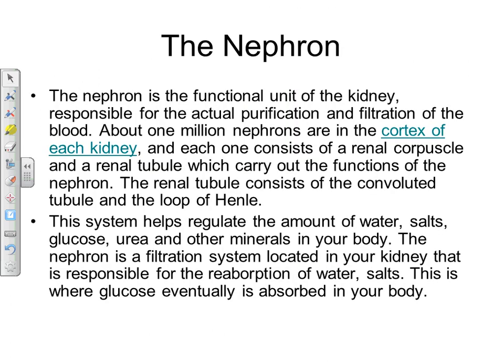All right, so just a couple other quick things to point out. We said before the nephron is called the functional unit of the kidney. It's where the filtration happens. It helps to regulate the amount of water, salts, glucose, urea, and minerals in your body.